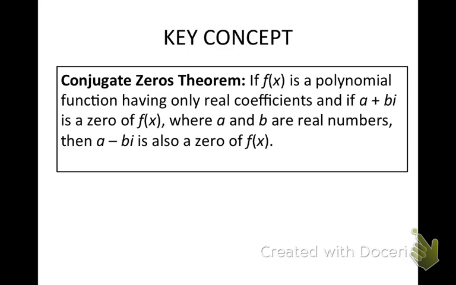So the conjugate zeros theorem states that if you have one complex 0, then the conjugate also is going to be a complex 0. So if positive i was one of your zeros, then negative i would also be one of your zeros. If 2 plus i was one of your zeros, then 2 minus i would be another 0. If 3 plus 2i was a 0, then 3 minus 2i would be a 0.